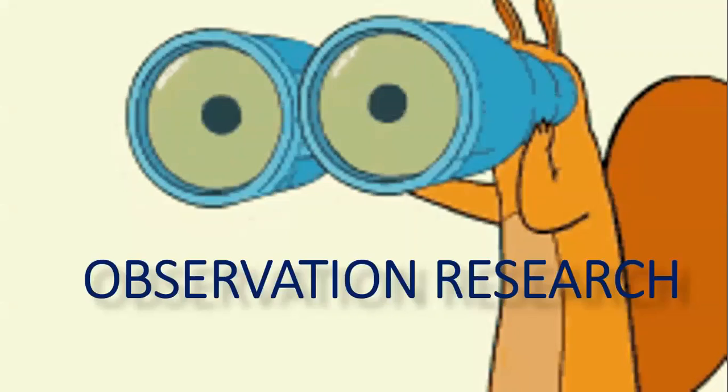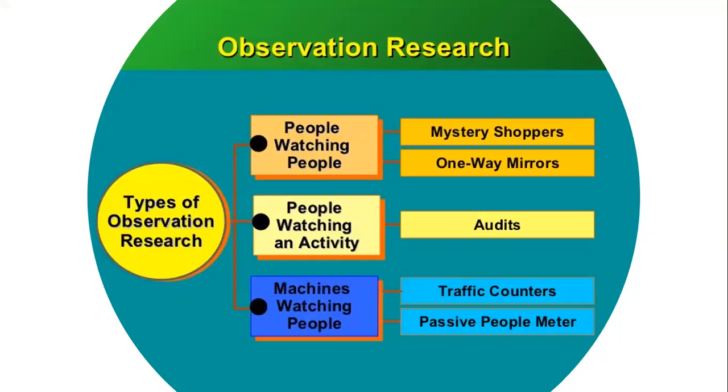So a couple of weeks ago, we started with what observation research is. And yes, we know that observation research is to gather or to collect information by observing methods, by observing. So what do we watch? We watch people. We have three types of observation research: people watching people, people watching an activity, and machines watching people.